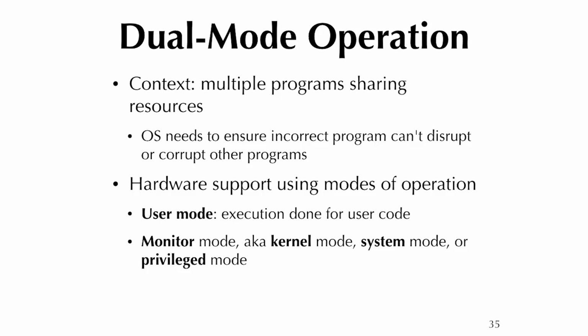And so to do that, you want to have at least 2 levels of privilege. User should run in user mode, and then the OS should run in what's called monitor mode, sometimes called kernel mode, sometimes called system mode, or privilege mode. These are all synonyms, okay? Monitor mode, kernel mode, system mode, privilege mode. And we'll use these terms interchangeably. It shouldn't be too difficult for you to figure out.